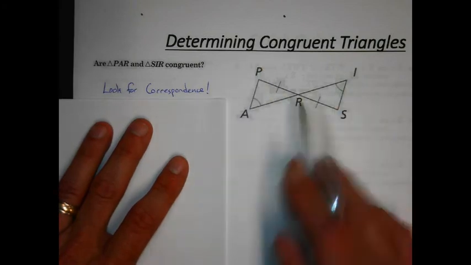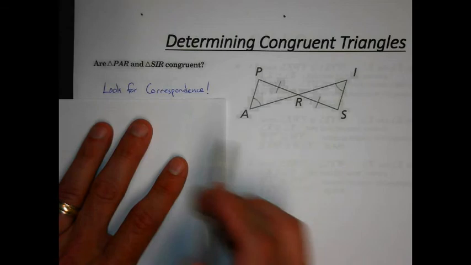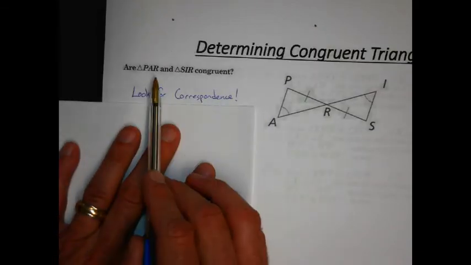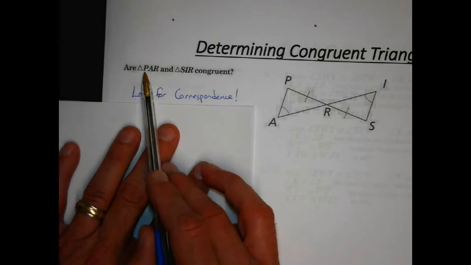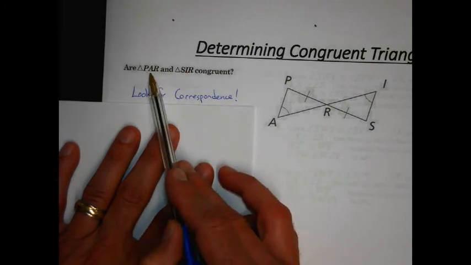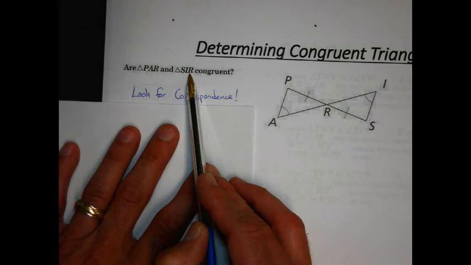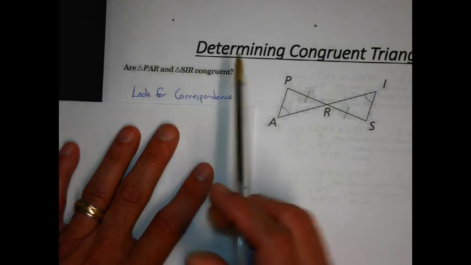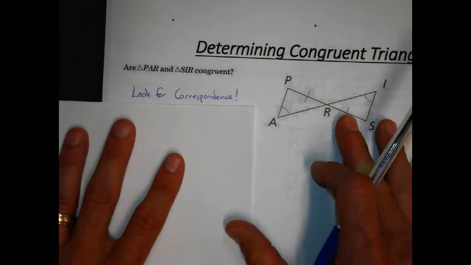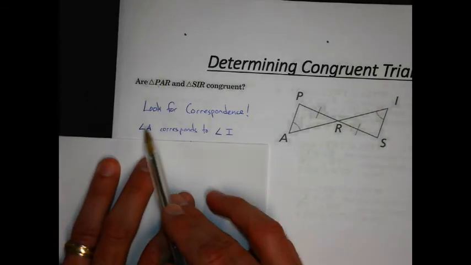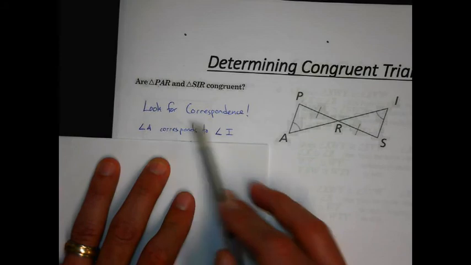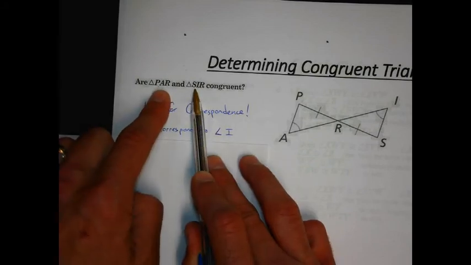Do we have correspondence going on? Well, if you remember from the second lesson in the unit, we can tell correspondence just from here. So angle P corresponds to angle S, angle A corresponds to angle I, and angle R corresponds to angle R, right? So we have to look for correspondence. According to the letters, angle A corresponds to angle I, right? So if those two angles are congruent to each other, we're all set.